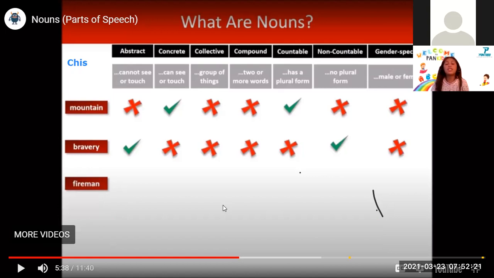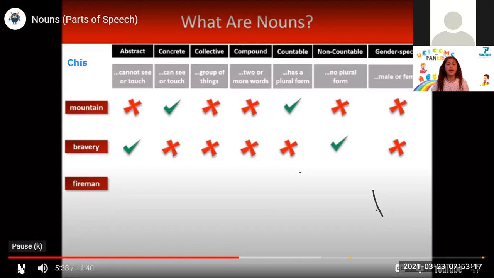Okay. This is the category of common noun. It's small letter. But this is abstract noun. You cannot see bravery. It's uncountable. You cannot count the word bravery. Can you count it? It's not a place. It's not a thing. It's not a person. It's bravery. You are brave. So it's a non-countable or uncountable noun. This is abstract. You cannot see it. But this is in the category of common noun because they are in the small letter.